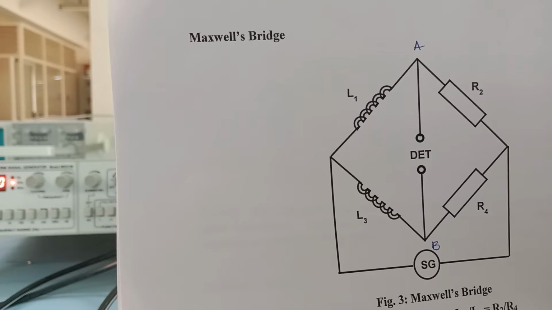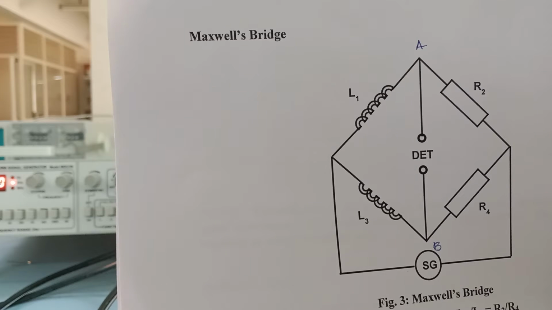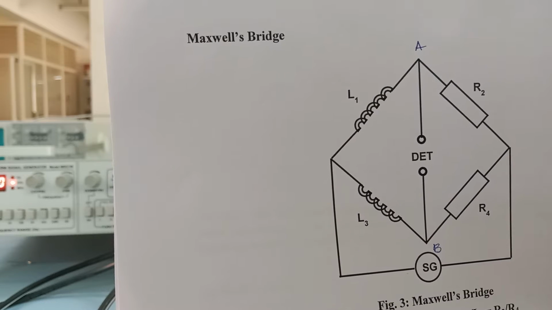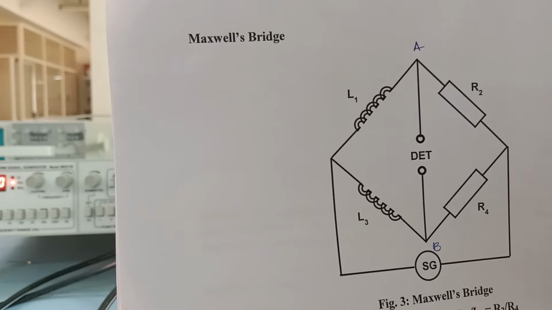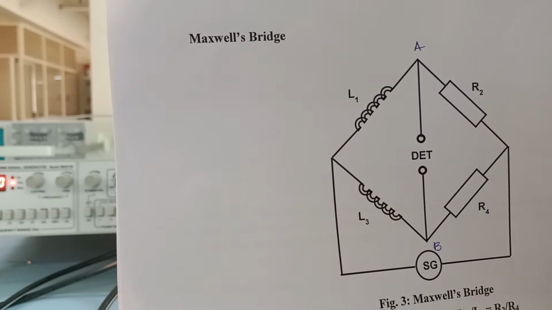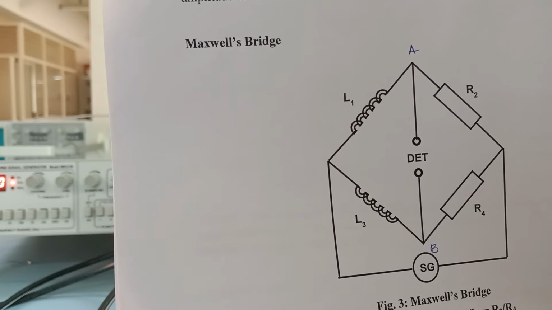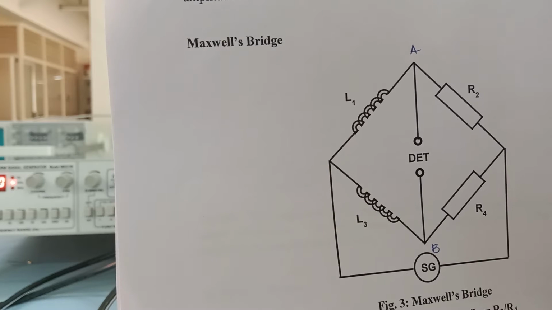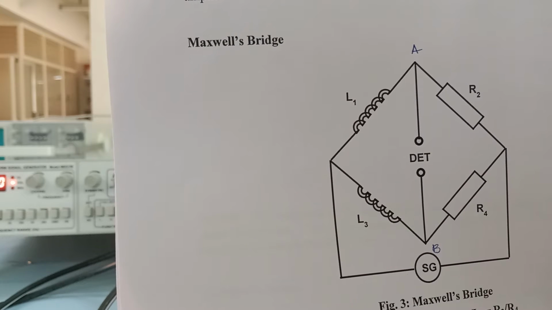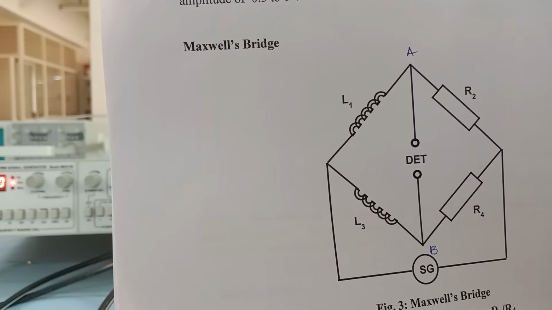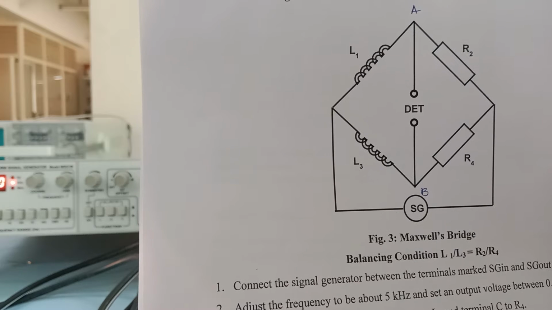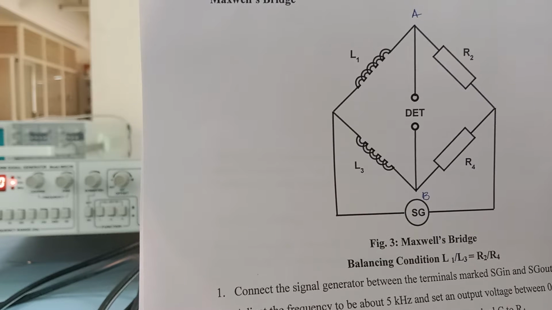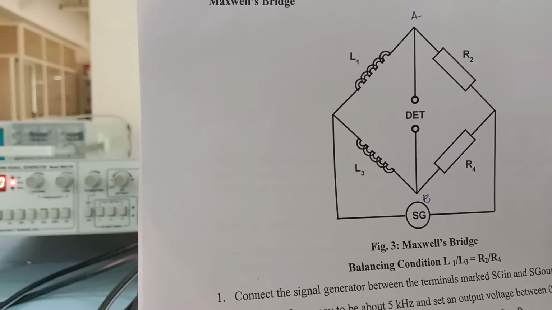The output of the signal generator is provided to two terminals of the bridge, that is the input, and at the other two terminals we are going to detect the output, where we are going to measure the resistor R2 by balancing this bridge. That means we will try to make the deflection at the detection point 0, and then measure R2. Using the balancing condition, L1 upon L3 is equal to R2 upon R4, we will try to estimate the unknown inductance.